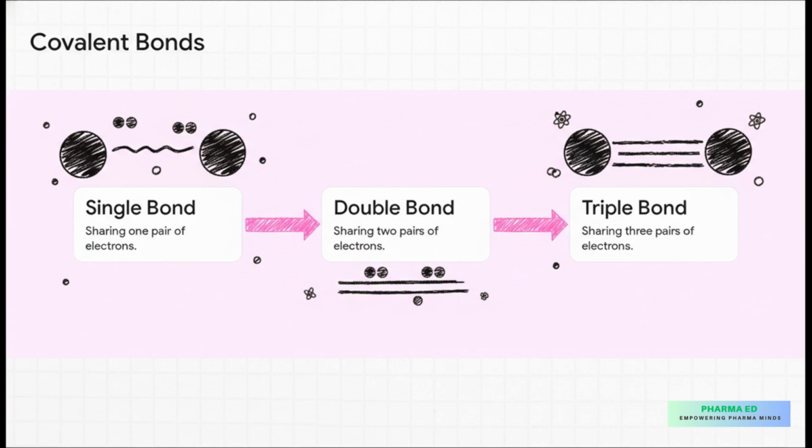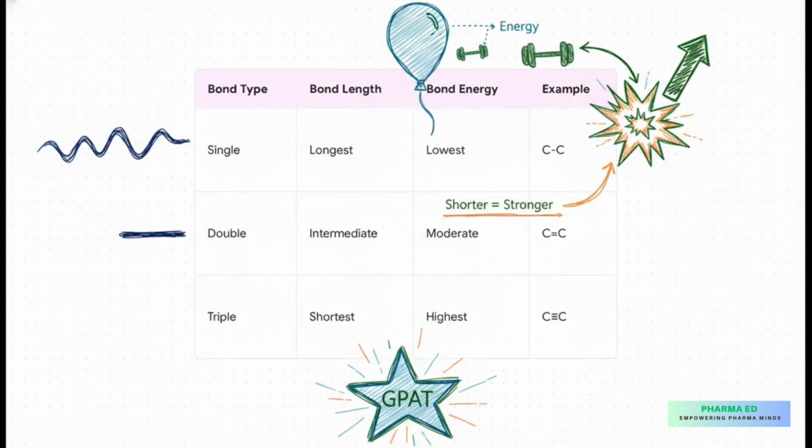It's pretty straightforward. You've got a single bond where two atoms share one pair of electrons. Then you have the double bond, where they share two pairs. And you guessed it, the triple bond, where they share a whole three pairs of electrons. Simple as that. Okay, now look at this table. This shows a relationship that is super important. This is a very important concept for GPAT, so listen closely.